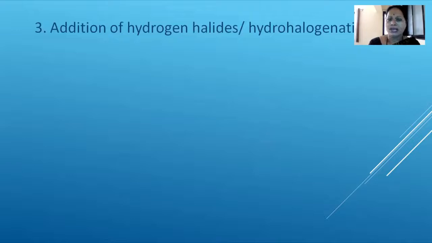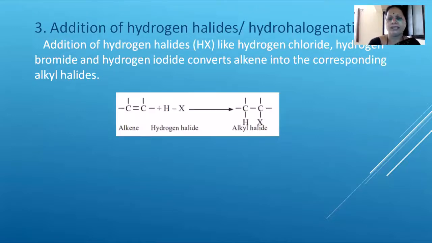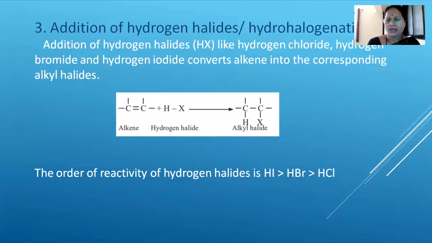Then addition of hydrogen halides or hydrohalogenation. Addition of hydrogen as well as halogen atom. So addition of hydrogen halide like HCl, HBr or HI converts alkenes into corresponding alkyl halides. Okay, पहा इथं डबल बॉन्डच्या ठिकाणी HX ची ऍडिशन होईल आणि तयार होईल अल्किल हलाइड. हायड्रोजन ऍटम एका कार्बनला जोडला जाईल आणि हॅलोजन ऍटम दुसऱ्या कार्बनला. Now, order of reactivity of hydrogen halide is HI is most reactive, then HBr. HBr is more reactive than HCl.